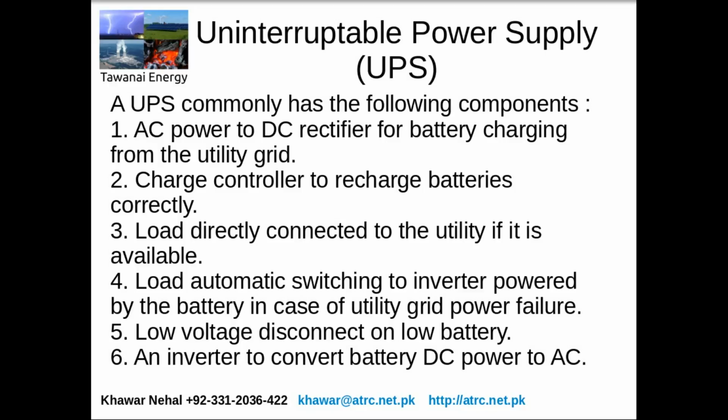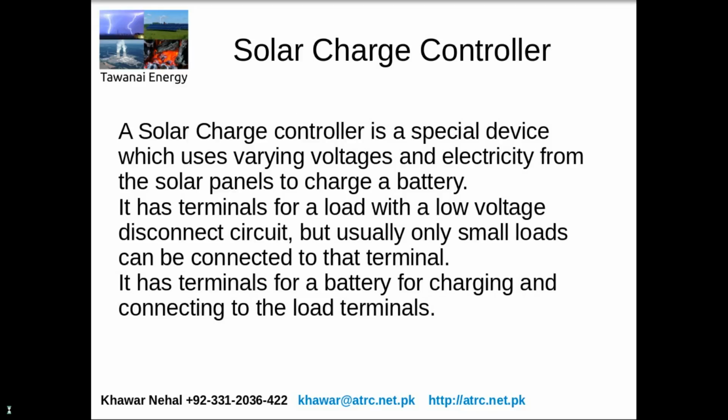If utility power fails, it's called an uninterruptible power supply because it switches the inverter on immediately and starts converting DC power from the battery into AC power, so that the appliances seem to continue to work as if the electricity is still available. It also has a low voltage disconnect, so if the battery goes very low, the UPS will turn off to protect the battery. And the UPS has an inverter to convert the DC power from the battery into AC.